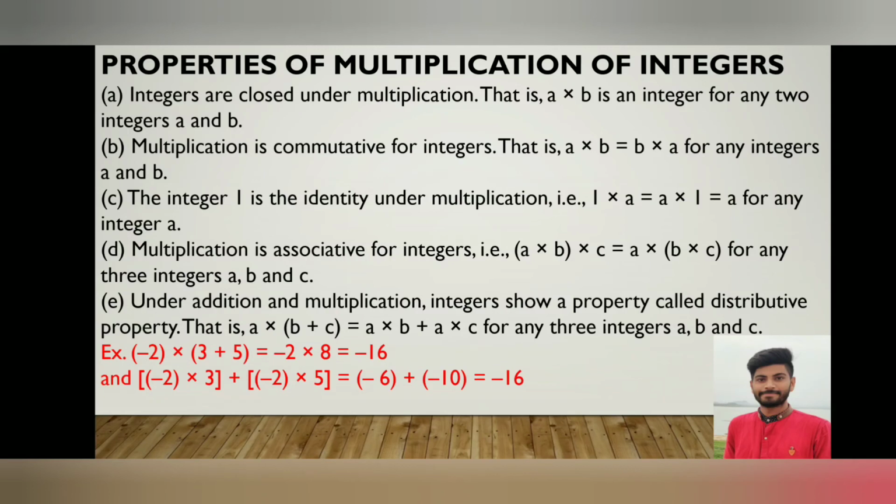If we multiply minus 2 with 3 first, we get minus 6, and then minus 2 multiplied by 5, we get minus 10, and the addition of them gives minus 16. So this distributive property is true for multiplication. So we can say addition and multiplication show the distributive property. So minus 2 multiplied by (3 plus 5) is equal to minus 2 multiplied by 3 plus minus 2 multiplied by 5. So this property is now proved.